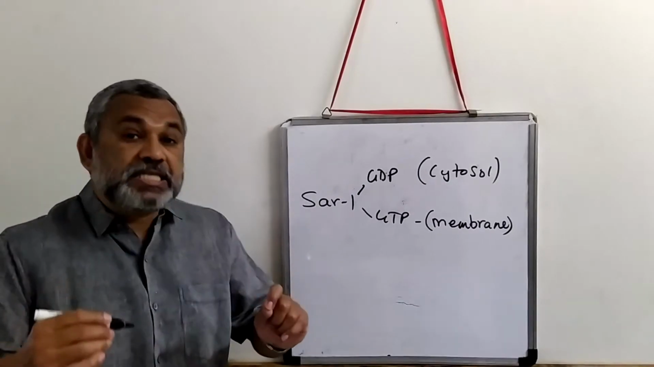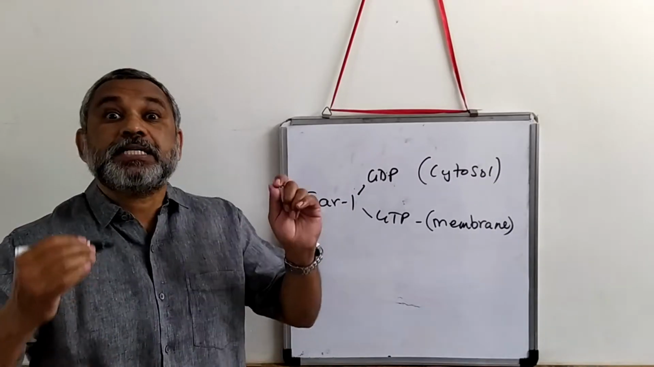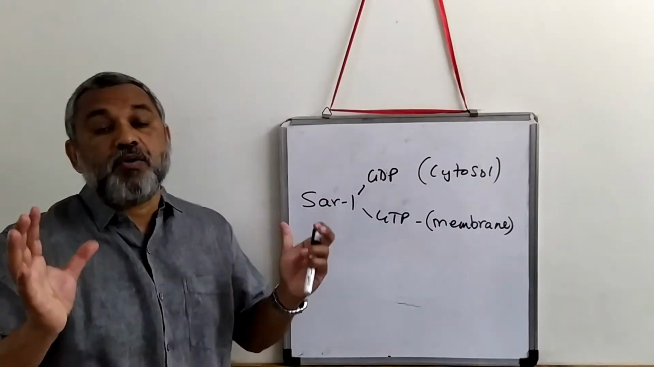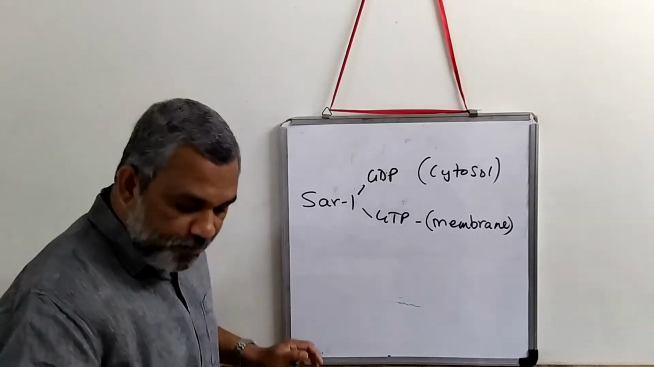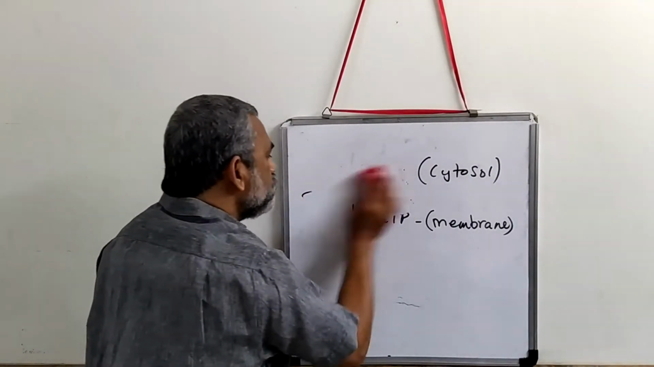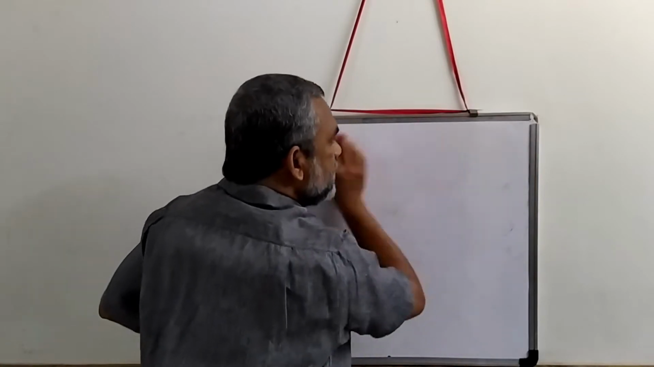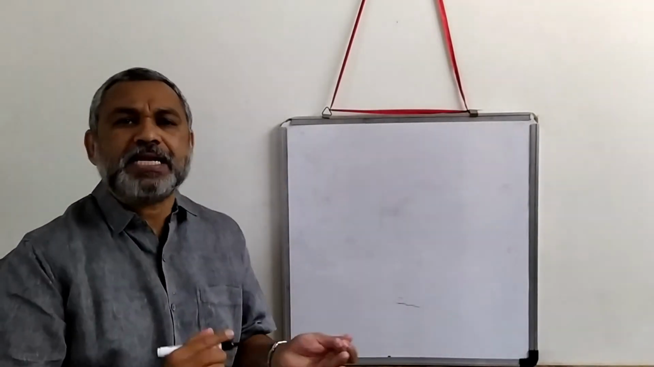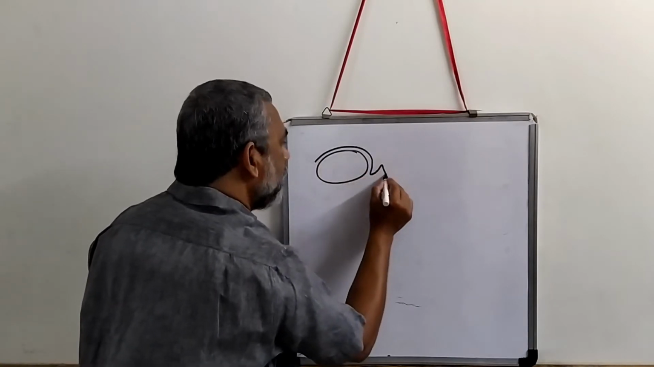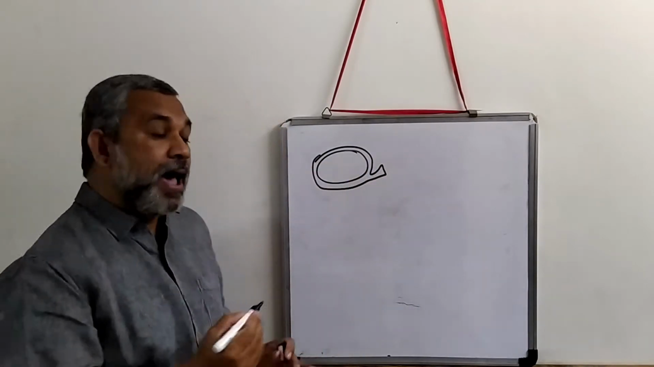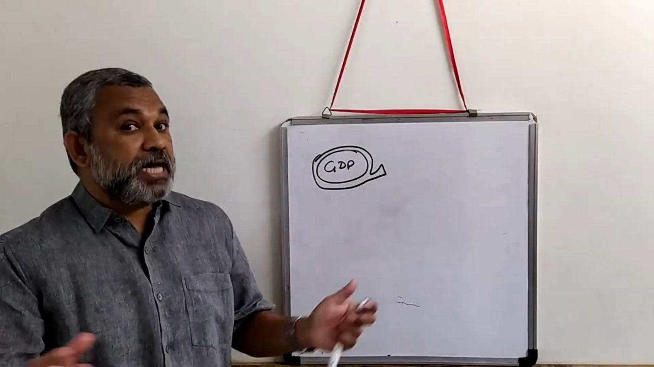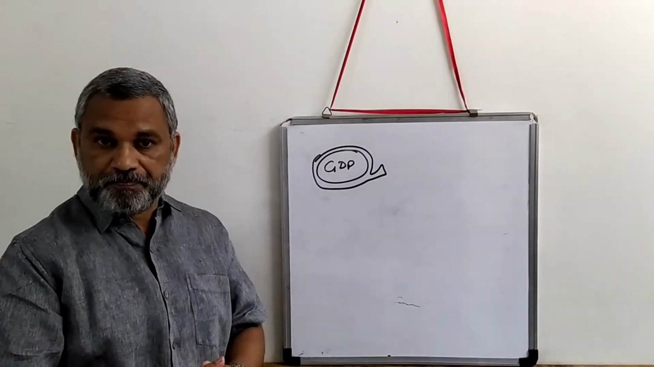Now, what is the first step in transporting the cargo? That is the formation of a vesicle. Formation of a vesicle is initiated by this SAR protein. So let us diagrammatically represent this entire process. Let us assume this is the SAR protein, and this is bound to a GDP molecule. GDP bound SAR, therefore it has to be in the cytosol.